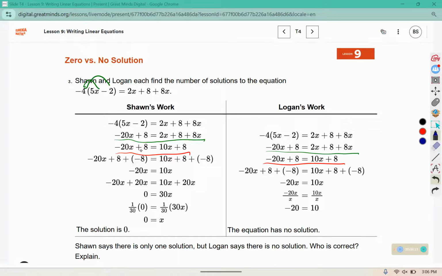Sean subtracts 8 from both sides. You can see here and here. 8 and negative 8 make 0, so we still have the negative 20 on this side. 8 and negative 8 make 0, so we still have the 10x over here. They agreed. Both of them have the same answer so far. Then Sean adds 20x to this side. So negative 20 and positive 20x make 0. 10x and 20x make 30x.